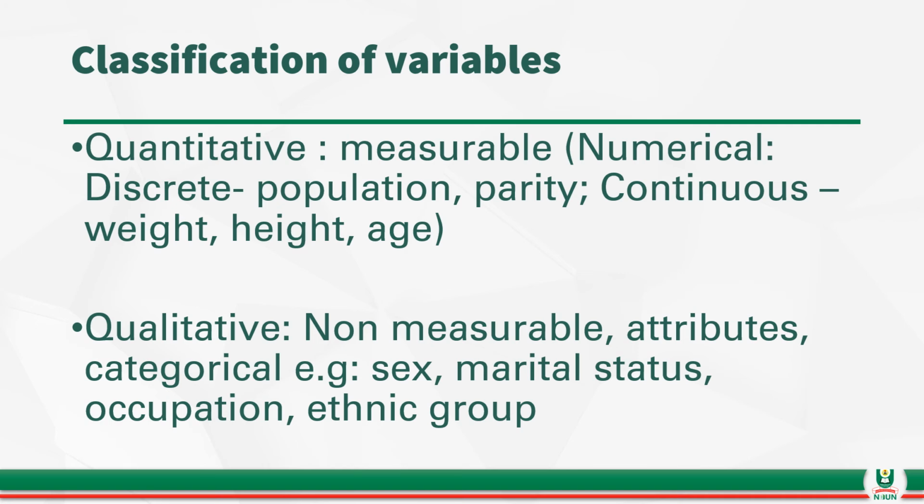So it can also be a qualitative variable. Usually non-measurable variables are qualitative variables. They deal with attributes, categories, for example sex, marital status, occupation of someone, ethnic group, whether you're Igbo, Hausa, Yoruba, Efik, Ibira, Fulani. Those are ethnic groups, so they are regarded as qualitative variables.